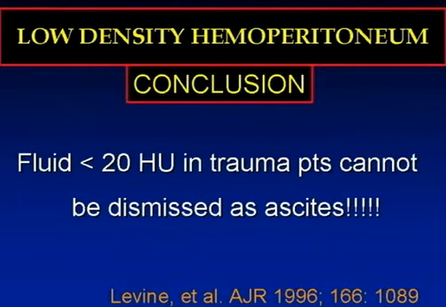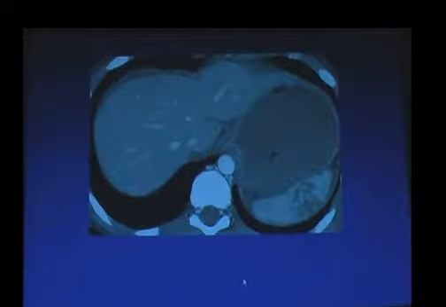You have to really be careful when you're seeing free fluid in trauma patients and make sure that you're excluding injury first. And this is an example of a case that I had. This is a patient who had multiple lacerations in the liver, and you can see this low-density fluid surrounding the liver. In fact, it measured about 19 Hounsfield units, and this was all hemoperitoneum related to these liver lacerations.